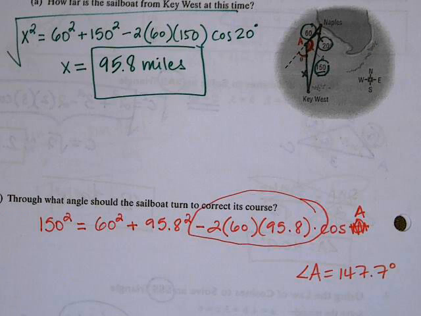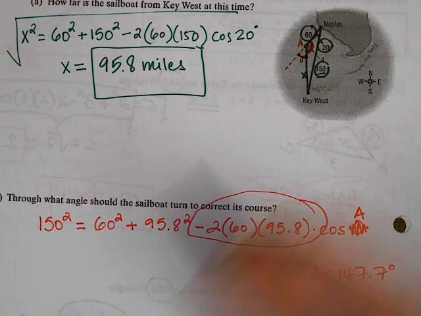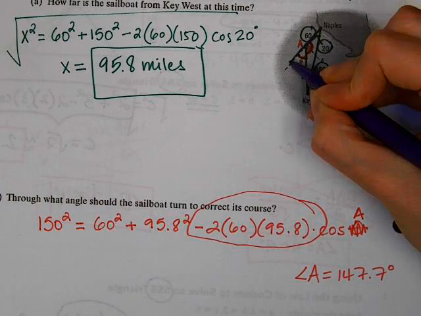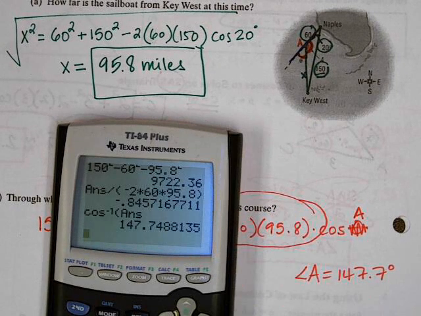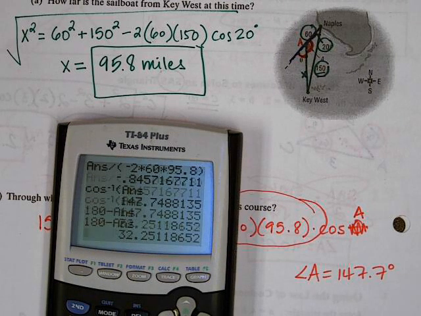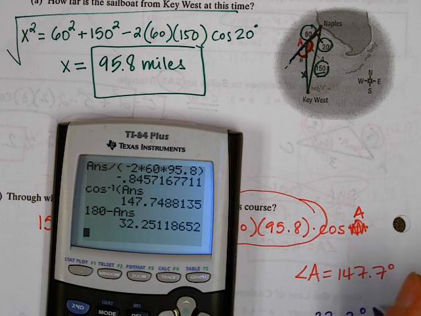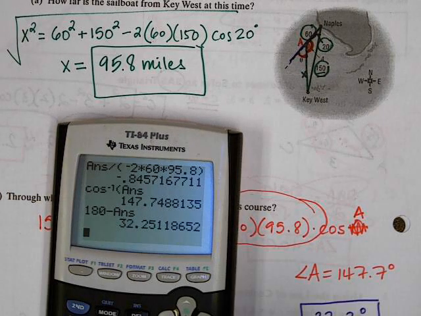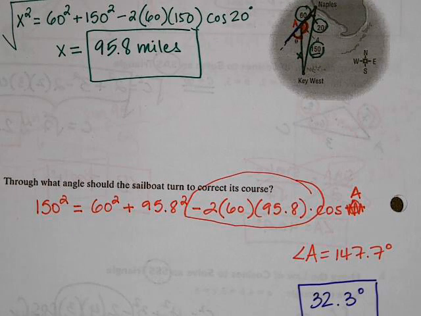But I don't think that's what we want. We want this angle here. But notice they're just going to be supplementary because they make a linear pair. So let's just do 180 minus that. So final answer, 32.3 degrees. Okay, so that's that part.